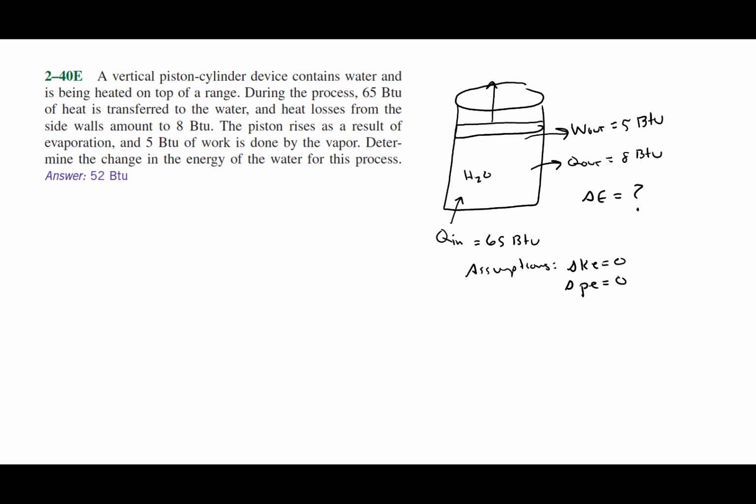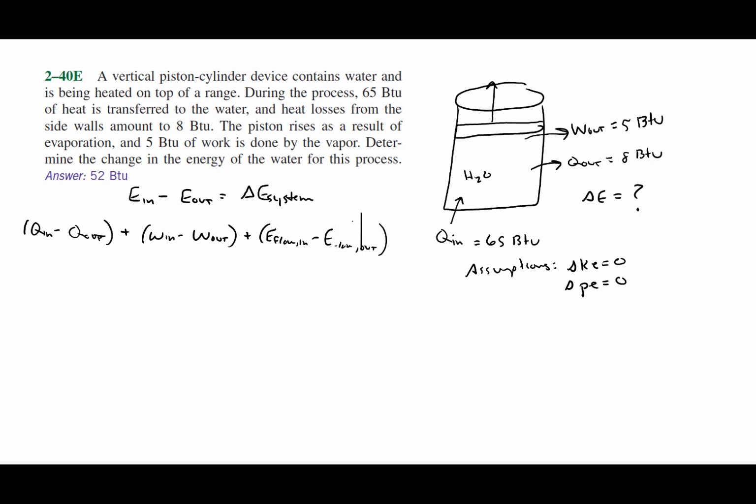So now let's write our energy balance. We have the energy in minus the energy out is equal to the change in the energy of the system. Now let's write out the full equation, and we'll cancel out the terms that are 0. So we have Q in minus Q out plus work in minus work out plus the flow energy in minus the flow energy out is equal to the change in internal energy plus the change in kinetic energy plus the change in potential energy. We've already determined that these are 0 because it's a stationary system.